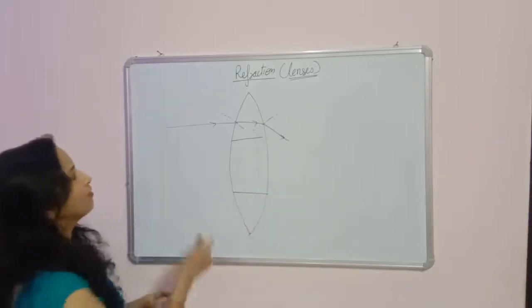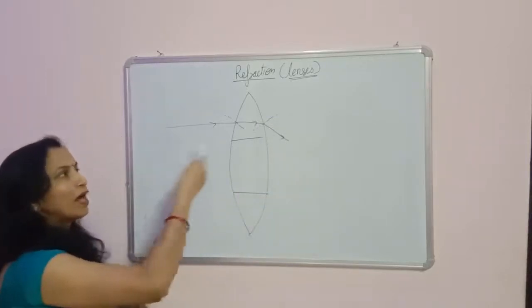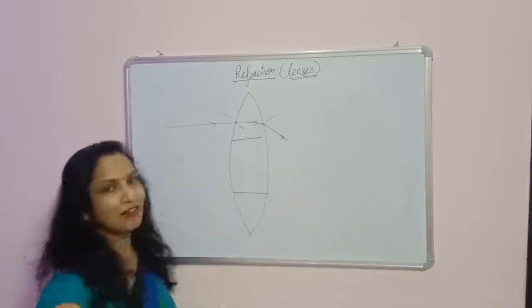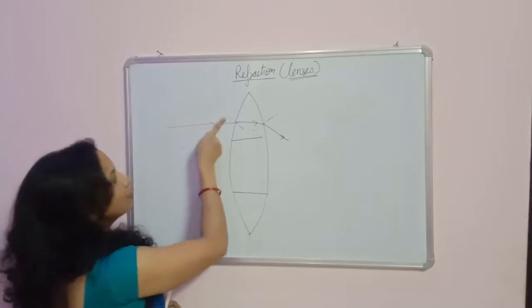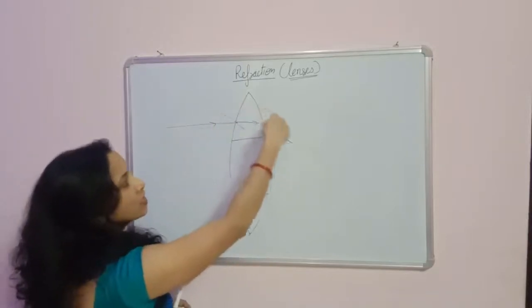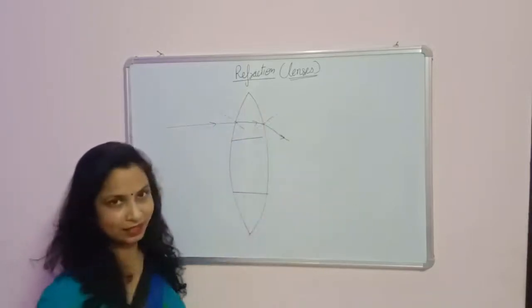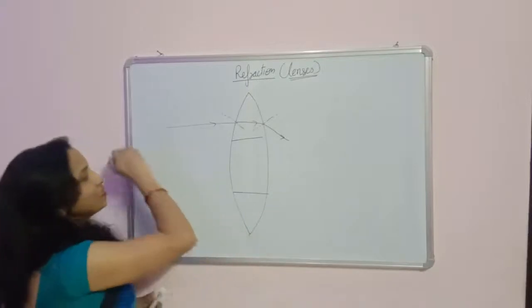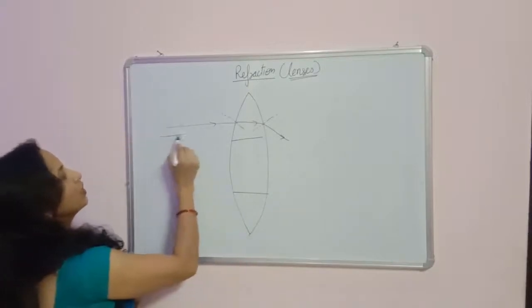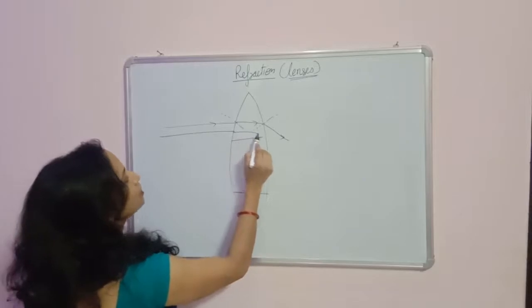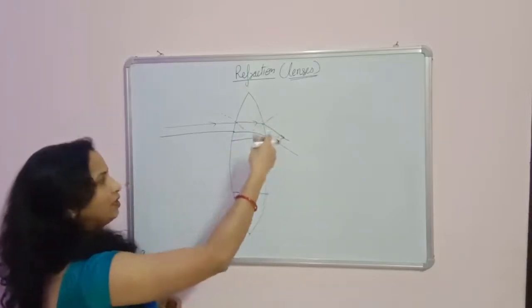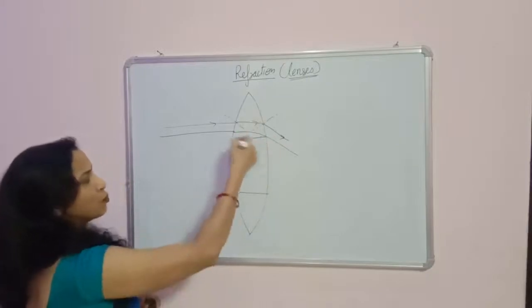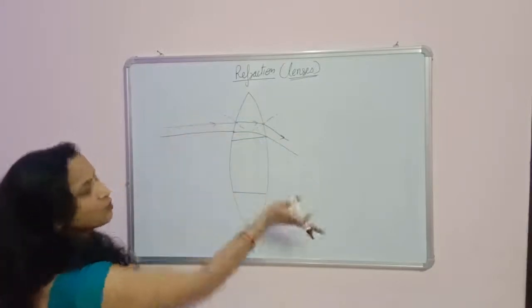The light which is coming like this is parallel to the principal axis. I will explain later what the principal axis is. So the light which is coming like this is refracted or bent like this. So we can say the light which is falling on it, after passing through the lens, moves in the direction of the base like this. Suppose this is a prism, so the light bends towards the base.